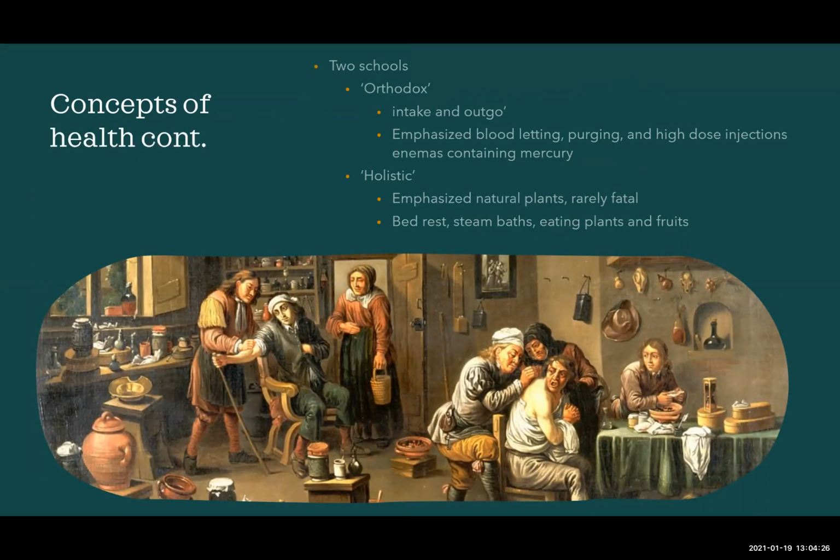So there are two schools of medicine. There's the orthodox, the intake and outgo, which was emphasized by bloodletting, purging, high dose injections of enemas containing mercury, stuff you probably don't want to do. And then, of course, there was the holistic, which was emphasized by nature and plants, rarely fatal, a lot of bed rest, steam baths, eating plants. I think I'll always go for the holistic, especially at this time.